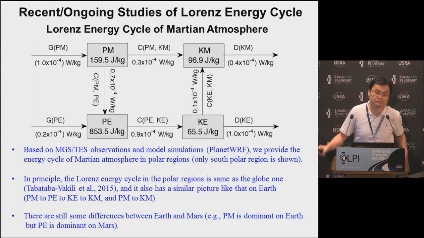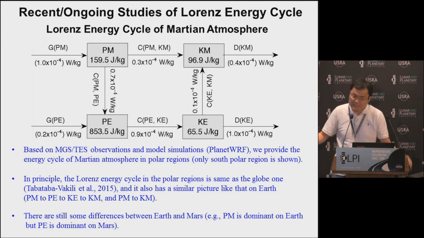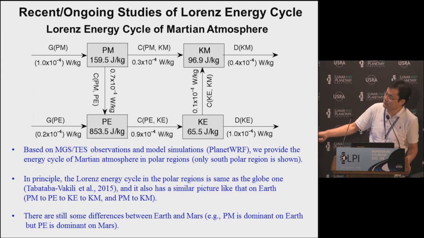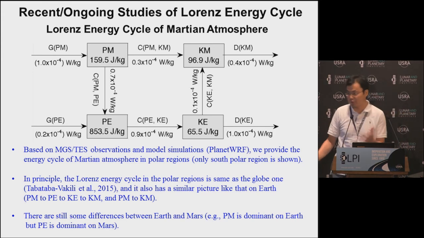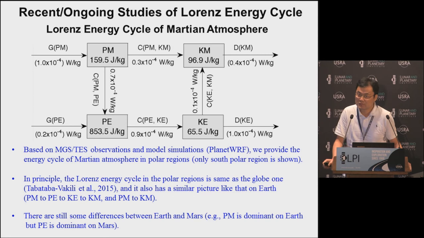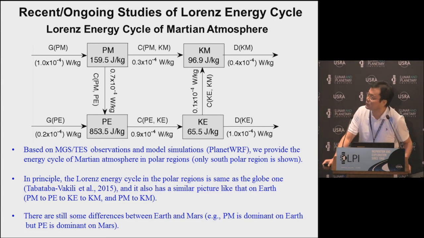We double check the Lorentz energy cycle of the Mars atmosphere. We find basically the Lorentz energy cycle of the Mars atmosphere is like that of the Earth atmosphere. But still, you can find some differences. For example, for Earth, the mean potential energy is dominant. But for Mars, eddy potential energy is dominant. Still, some difference between the two planets.